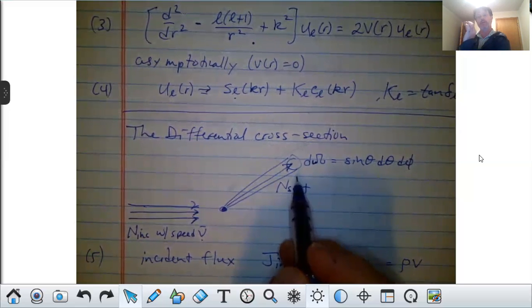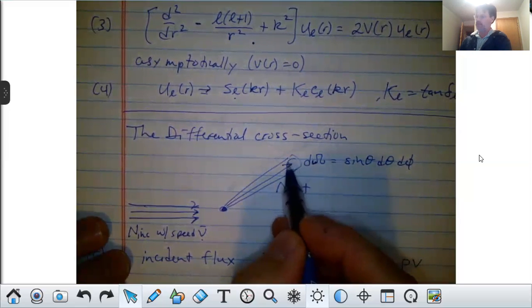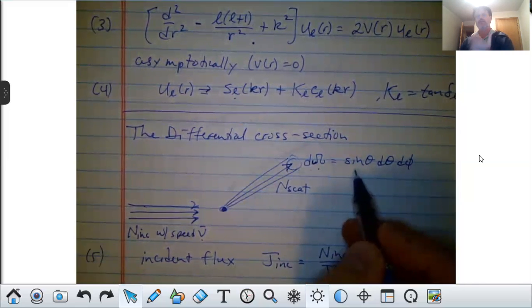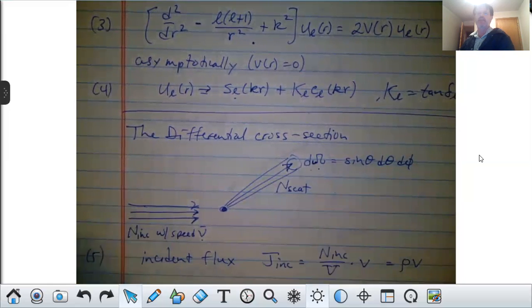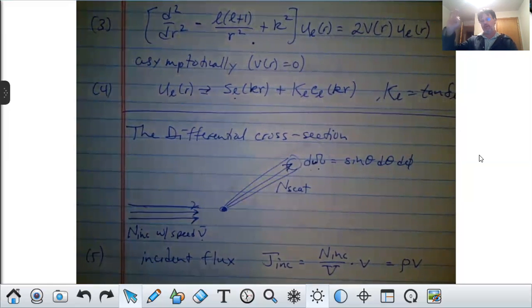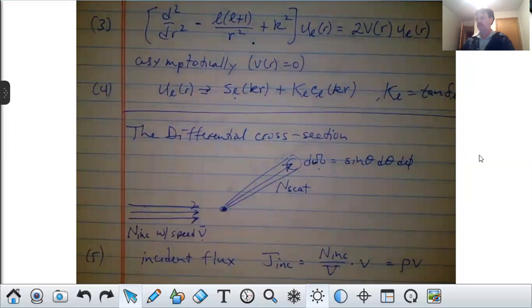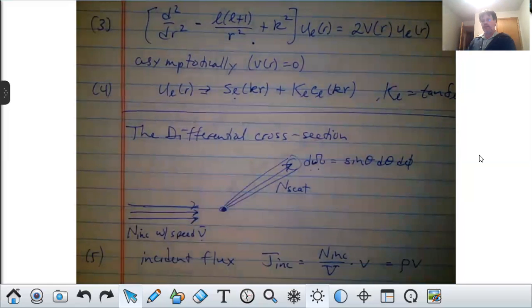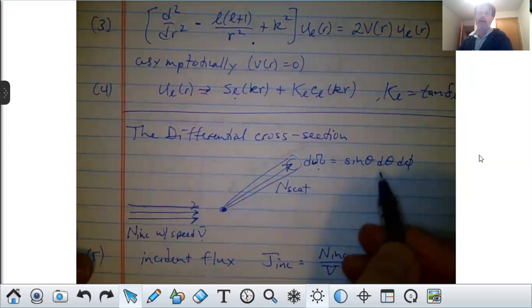Now the detector, we say, subtends a certain solid angle, d omega, which is the differential angle sine theta d theta d phi. It's the part of the whole sphere. In fact, if you integrate this over all the angles, you'll get 4 pi.